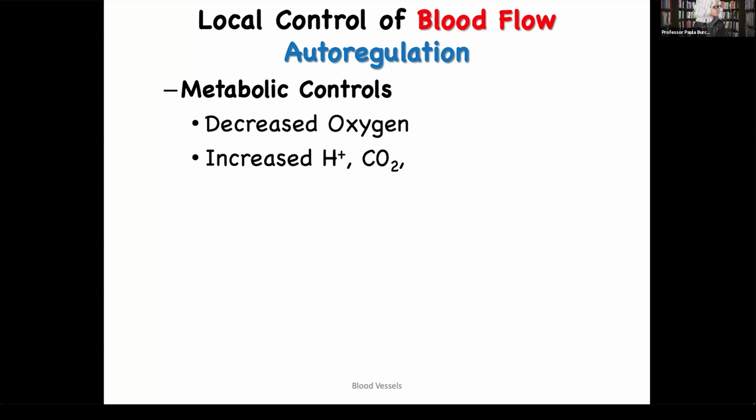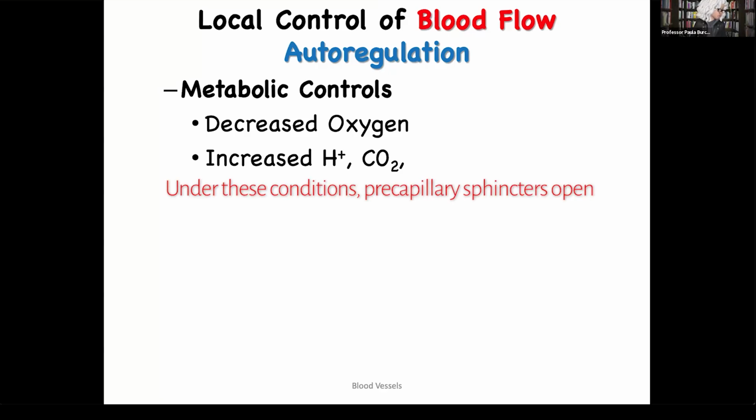This metabolic activity leads to decreased oxygen, increased hydrogen ion and carbon dioxide levels, and decreased pH in that local environment. These local conditions trigger the precapillary sphincters to open, allowing oxygenated blood to be delivered to metabolically active tissues and carbon dioxide, metabolic acids, and hydrogen ions to be removed.